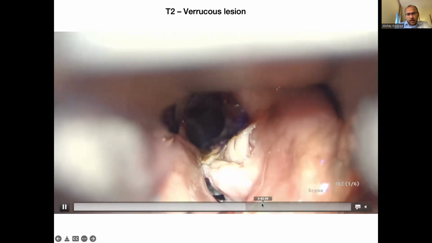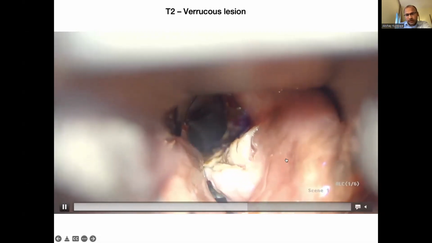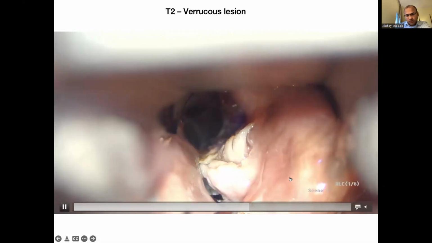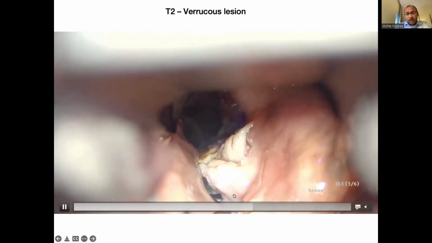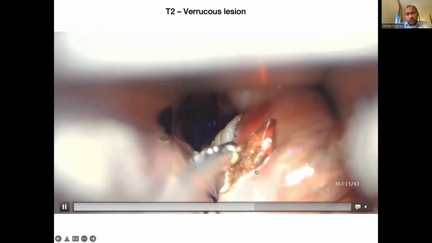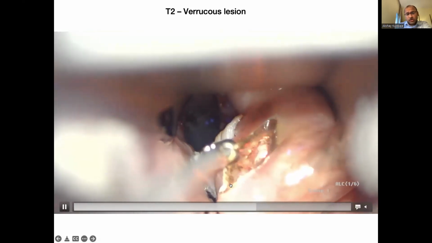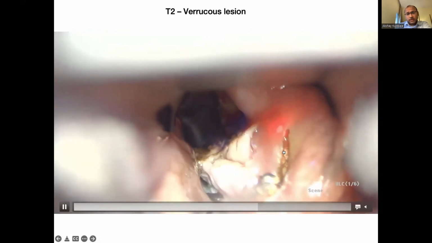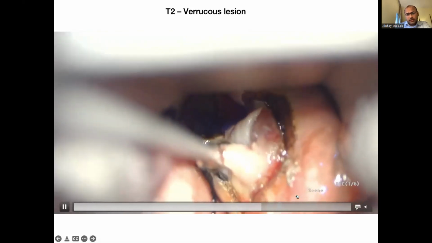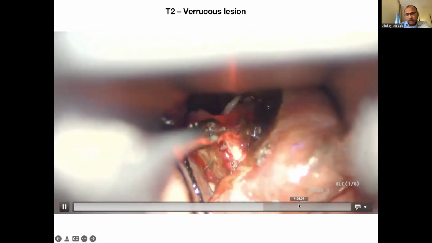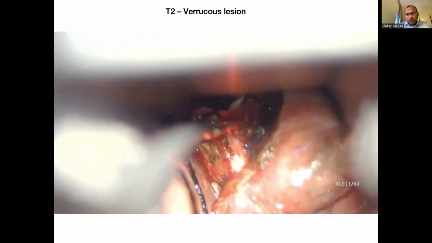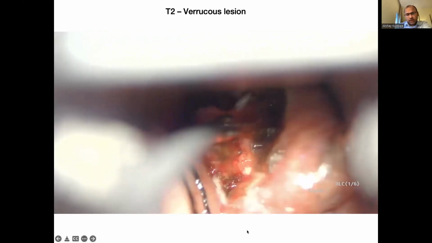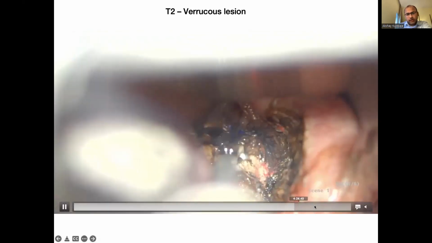I have not much experience in doing extensive posterior resection. I think this was my only case of malignancy where I had to remove the vocal process of the arytenoid, as well as part of the arytenoid. And this patient is doing reasonably well. This patient didn't have any functional problem for swallowing, but the voice was a little bit hoarse, and she's undergoing speech therapy.